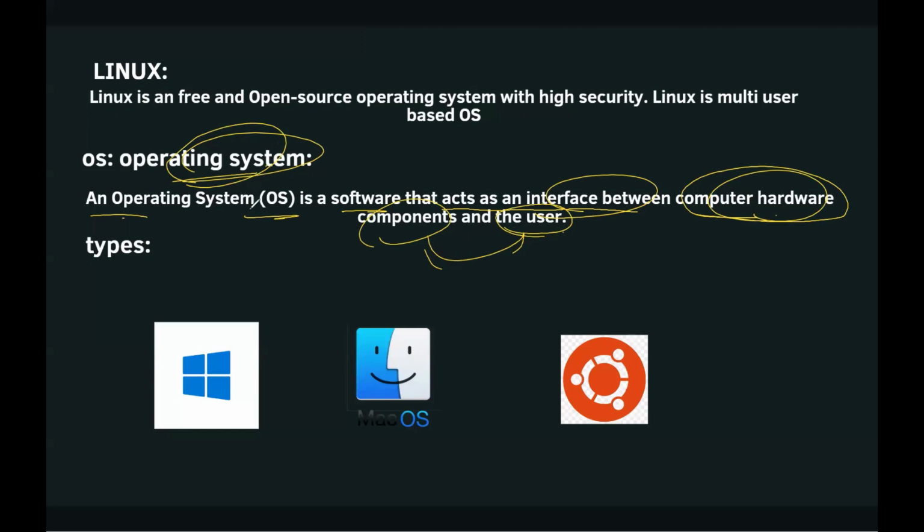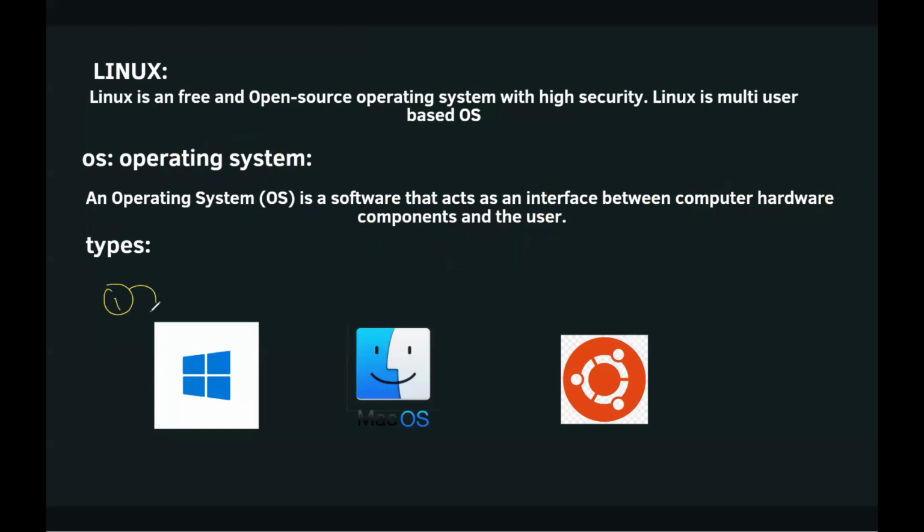So generally, we are having three types of OSs. How many types? Three types. The first one is Windows. The second one is Mac OS. The third one is Ubuntu. So we also have Ubuntu laptops. For the Ubuntu laptops, we have the Ubuntu OS. For the Mac laptops, MacBooks, we have the Mac OS. And for Windows, we have the Windows OS. So these all are the types of OSs.